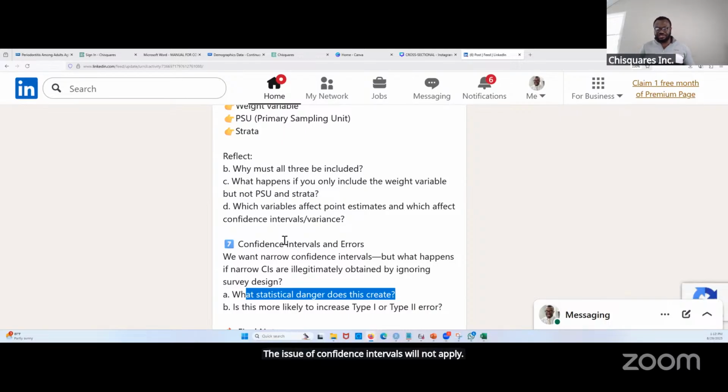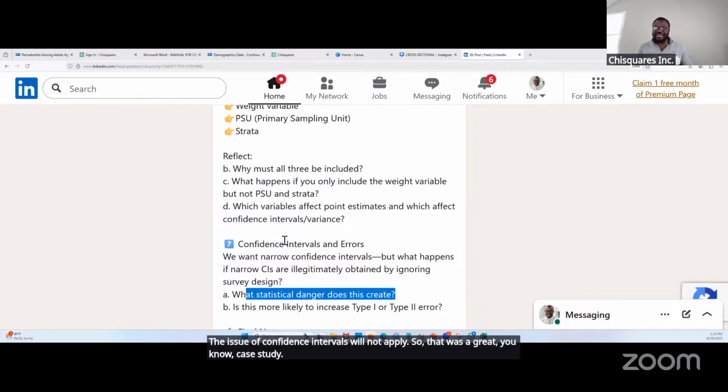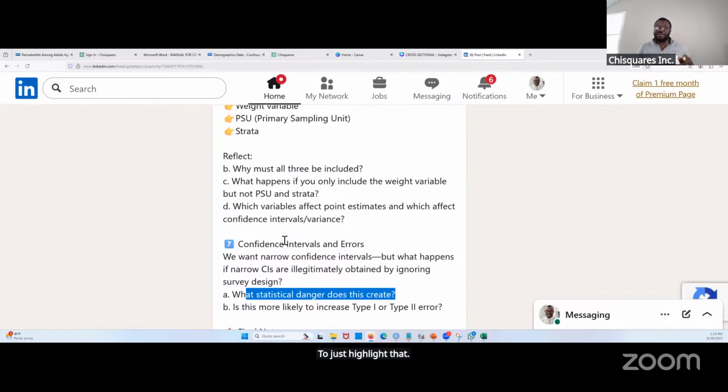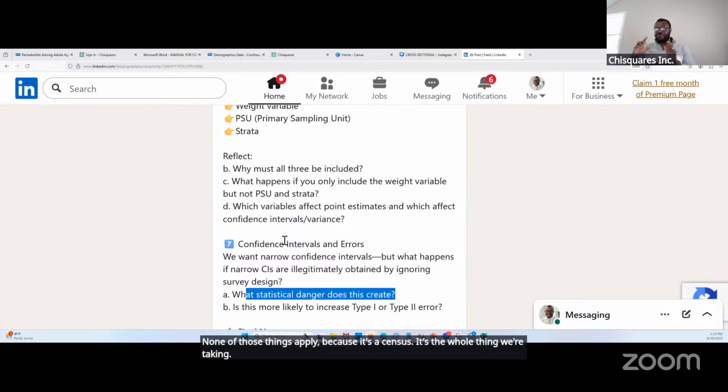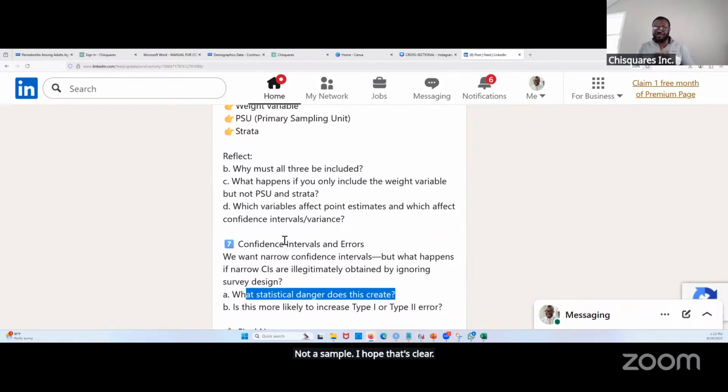So that was a great case study to highlight that we only have to worry about sample size, sampling, clusters, strata, or all of those things when we are sampling. But when there's no sampling occurring, meaning when we're taking the whole census, none of those things apply because it's the whole thing we're taking, not a sample. I hope that's clear. So thank you very much for bringing that case study. Yes, Courage.